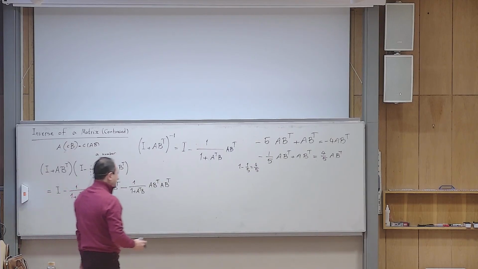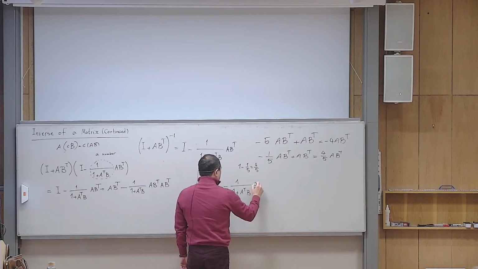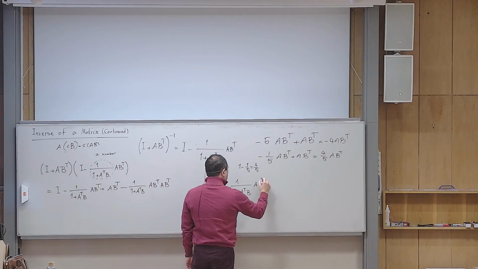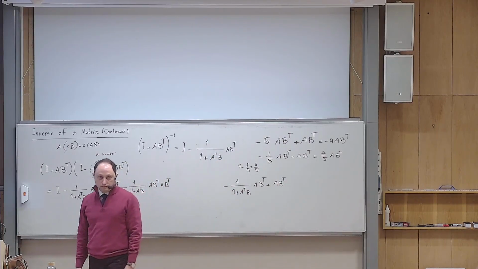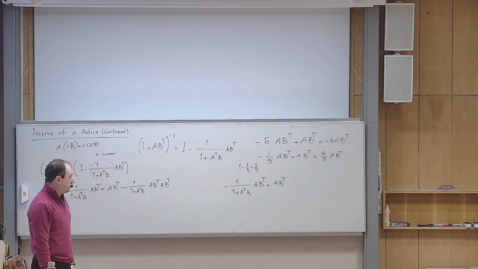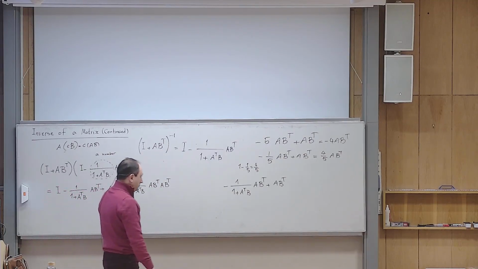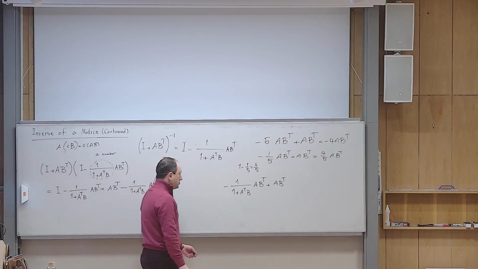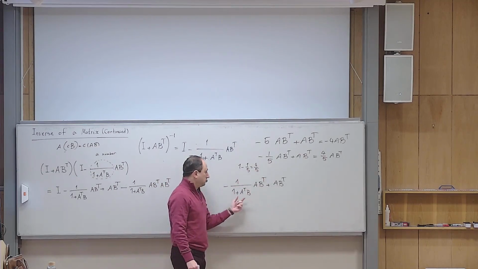So I have minus, let me just do it here, -1/(1 plus A transpose B). I have AB transpose, and then I have another AB transpose. Yes? You can write it as AB transpose, and then in brackets -1/(1 plus A transpose B). Yeah, so it means that you have this number exactly as I had for -1/5. But this is important.